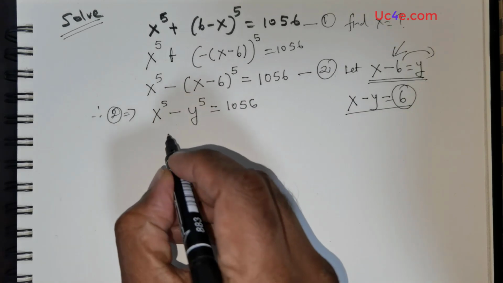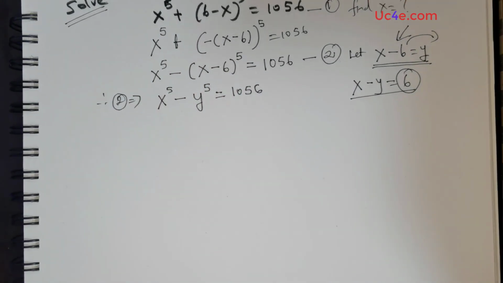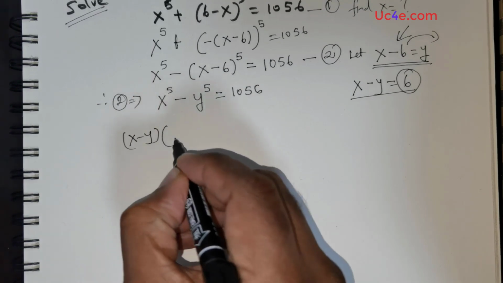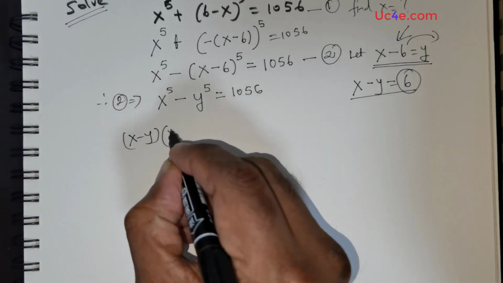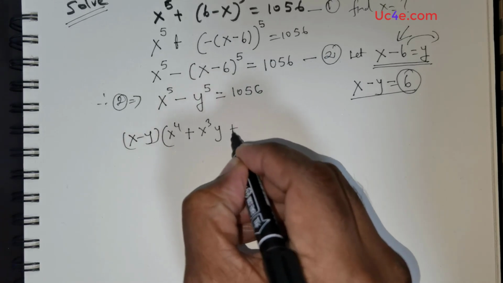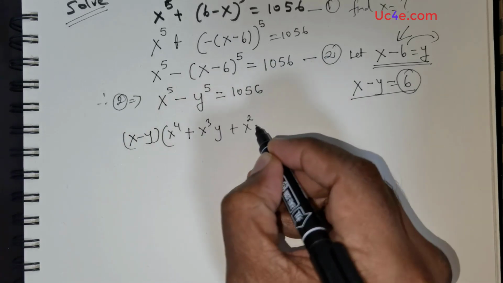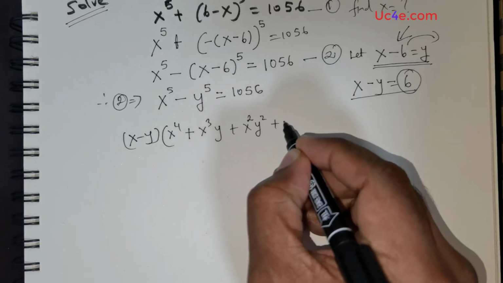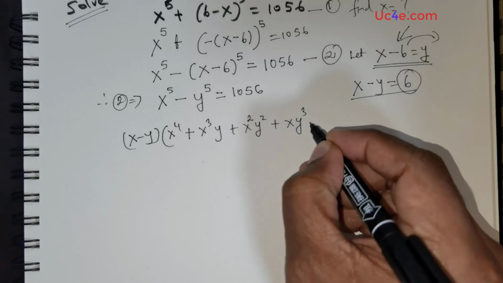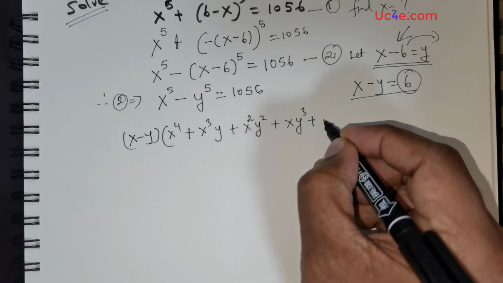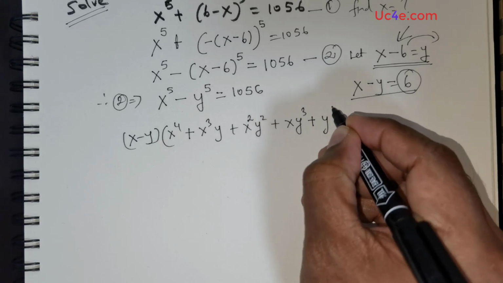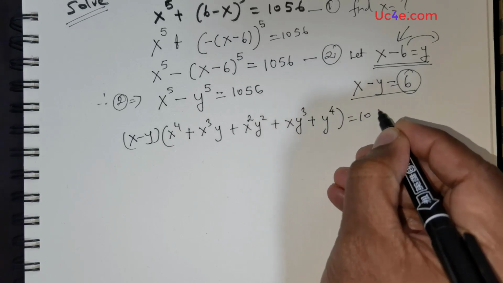Now x raised to the power of 5 minus y raised to the power of 5 can be rewritten as x minus y times, I start with x raised to the power of 4, followed by x raised to the power of 3 times y, followed by x raised to the power of 2 times y squared, followed by x raised to the power of 1 times y cubed, plus x raised to the power of 0, that's going to be 1, followed by y raised to the power of 4, is equal to 1056.